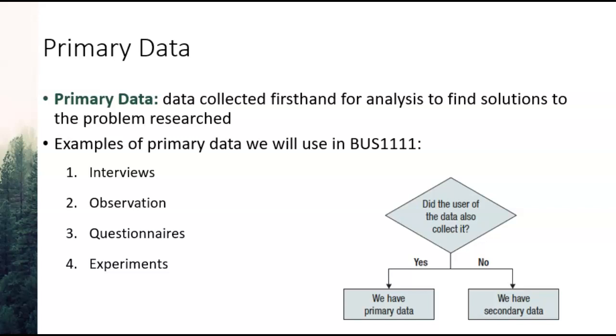Remember that primary data is collected firsthand for analysis. Because it is original data, it can be tailored to the specific purpose of your research study and your research problem. The formal definition is data collected firsthand for analysis to find solutions to the problem researched. There are many different types of primary data, but the ones that we're going to examine in this course are interviews, observation, questionnaires, and experiments. If you're not sure of what type of data you have, all you need to ask yourself is, did the user of the data also collect it? If the answer is yes, you have a primary data collection method.